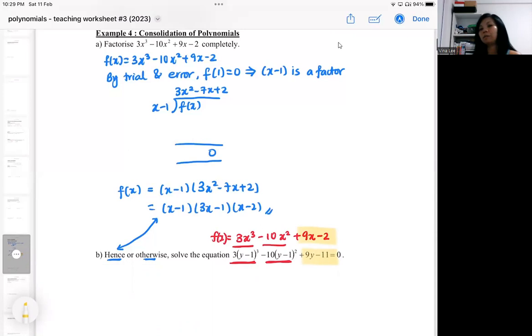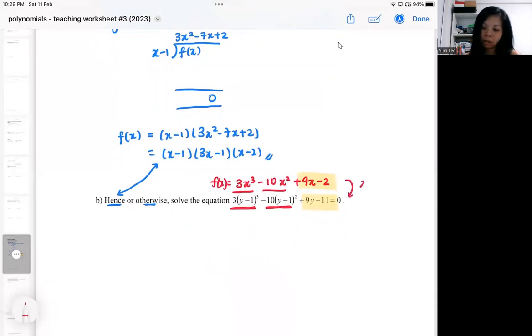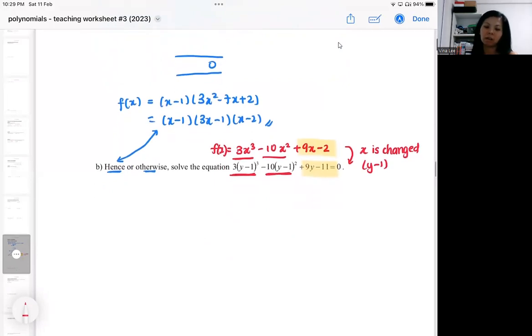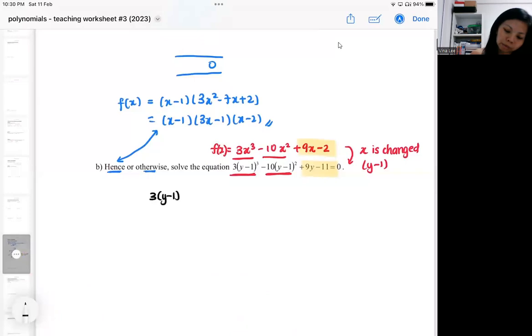The last part has a slight difference, especially the constant. f(x) has a constant of -2, whereas this expression has a constant of -11. But if you do a little bit of guessing, you should be able to guess that the x has been changed to y minus 1. If you do an initial inspection, you should have this instinct first. So how do you verify the instinct? I'm going to do some manipulation on the last part.